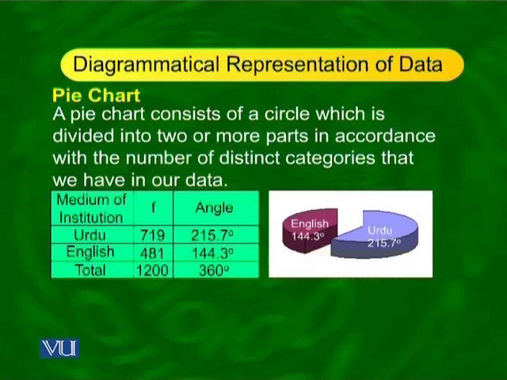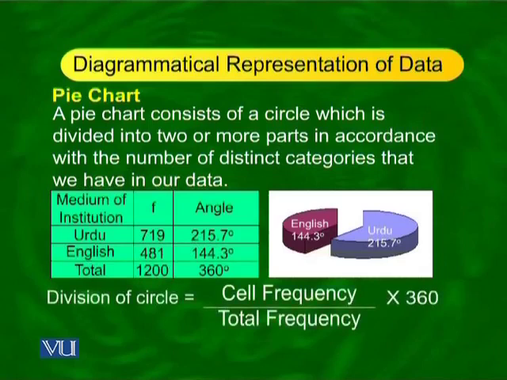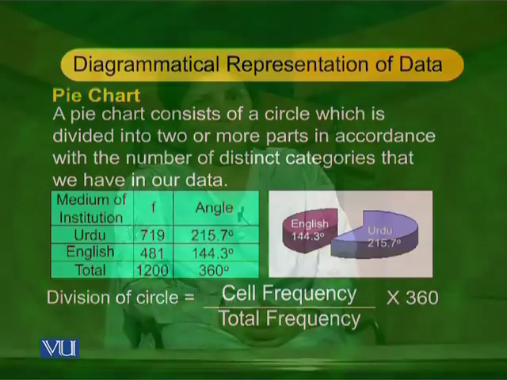Now the question arises: how do we decide at what angle we are supposed to cut this circle? Well, the answer is very simple. All we have to do is to convert our frequencies into angles, and we do that by dividing the frequency of any cell by the total and multiplying by 360.